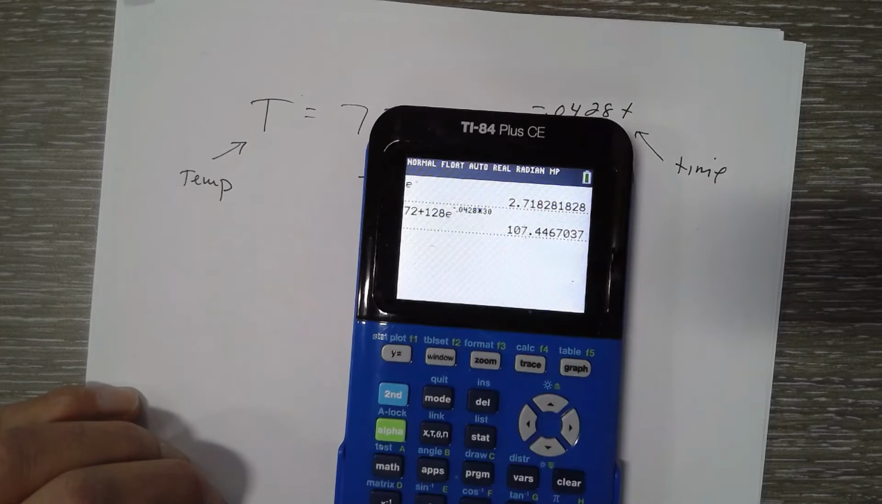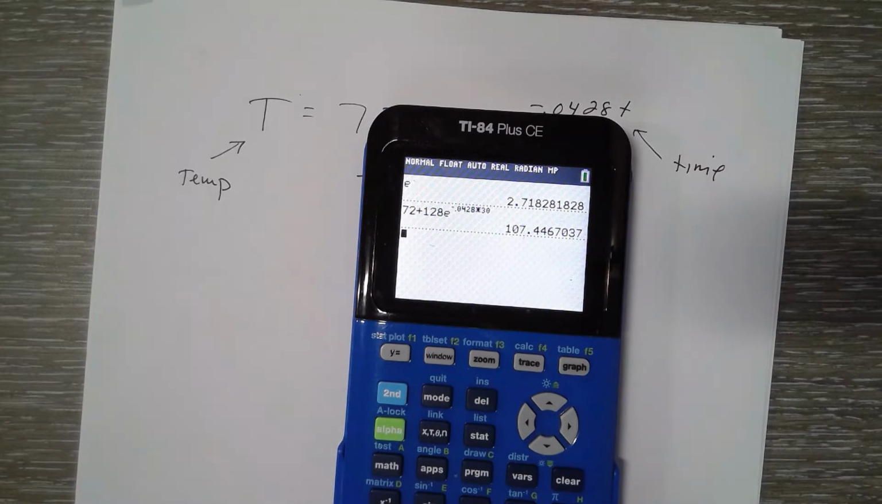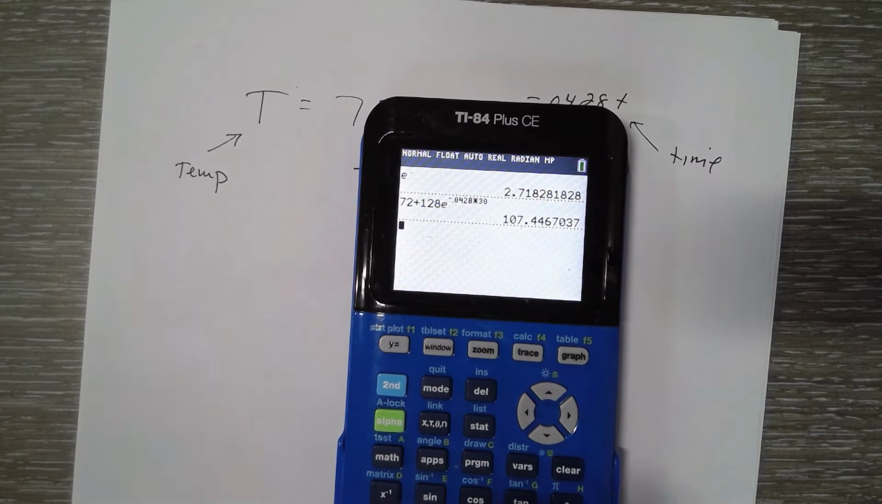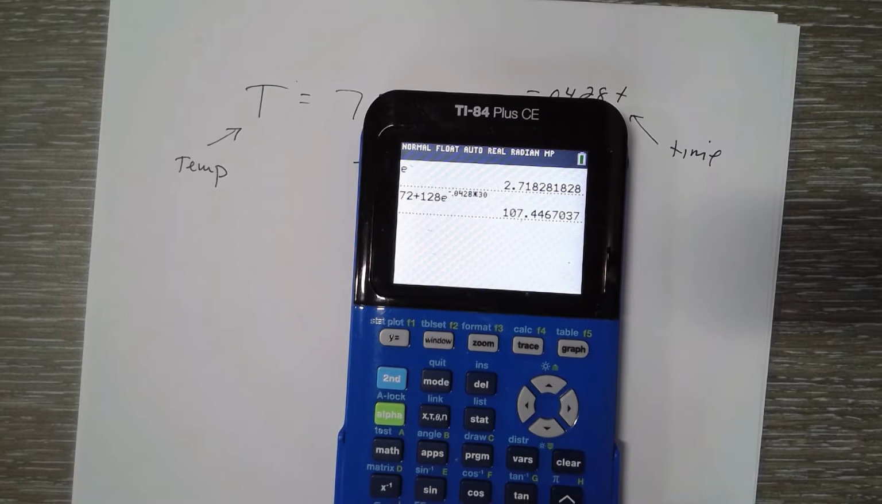Alright, so 107.45. What did we just figure out? The temperature after 30 minutes. Very good. So if we started at 200, it's approaching 72 degrees, is it reasonable that it would be 107 degrees after 30 minutes? Yep. Well, at least it's not 300 degrees, right? Or 30 degrees wouldn't make sense either. It's not going to get colder than the room.